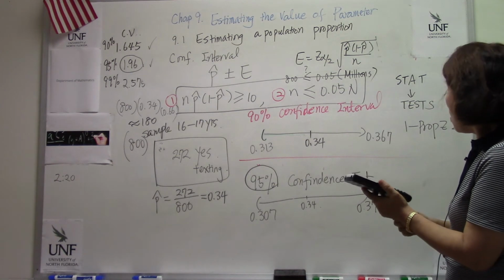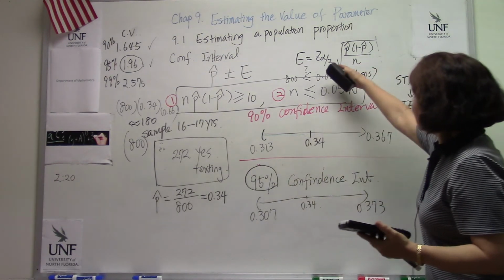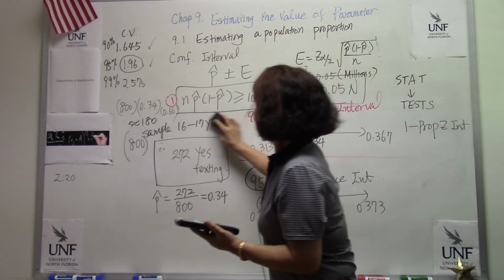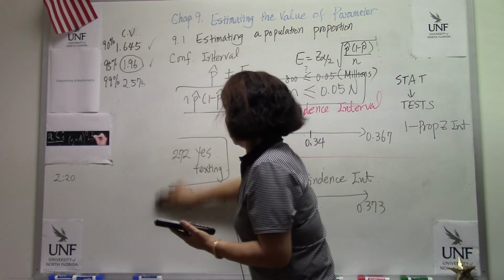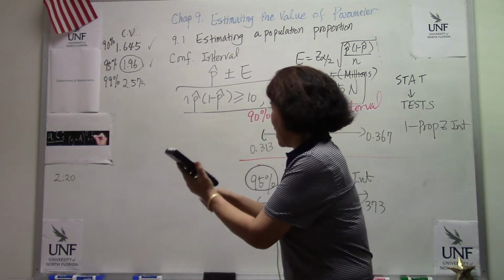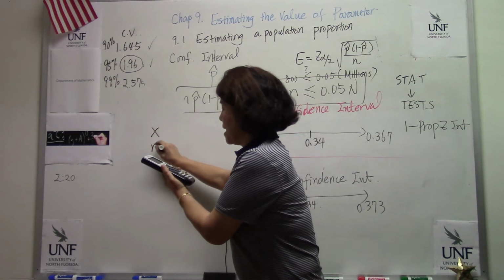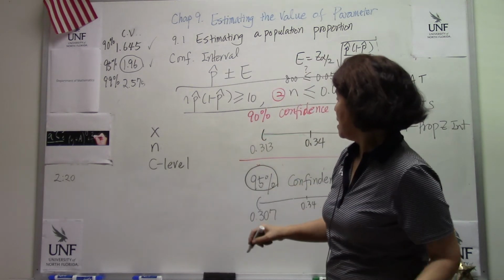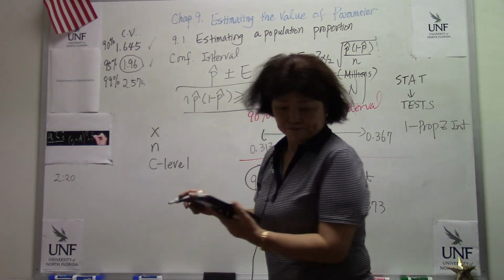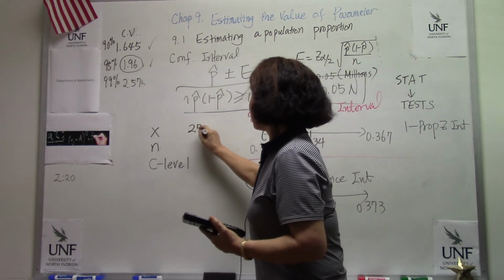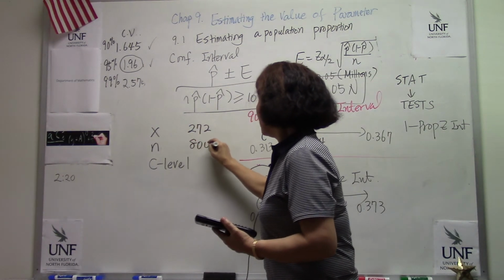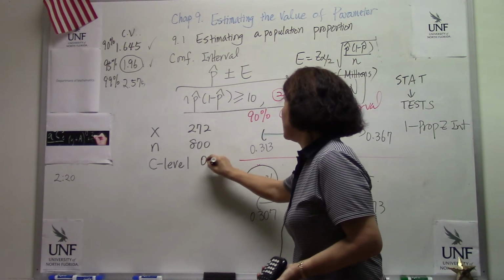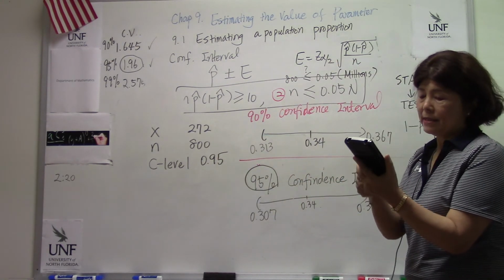What's it going to ask? Only 4 things, because look at this formula. P hat comes from X and n. So it is going to ask you X, what is little n, and the C-level, the confidence level, and that's it. X was 272, n is 800, confidence level was 95%, so you put in 0.95 and then see what you get.